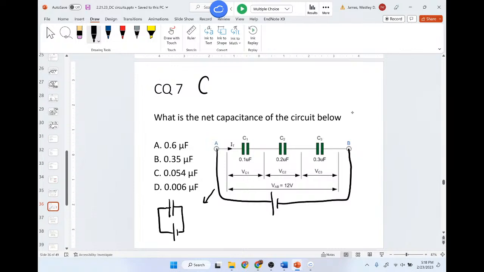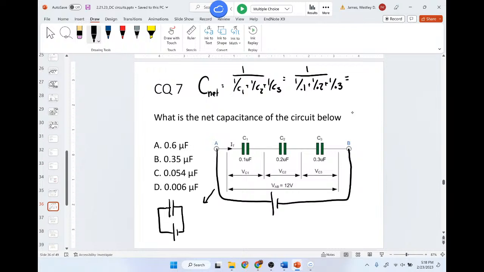In series, which this is, because there's only one path, the net capacitance is 1 over C1 plus 1 over C2 plus 1 over C3. I am not going to convert my units because my final answers are in microfarads. If I convert them, I'd have to convert back. So 1 over 0.1 plus 1 over 0.2 plus 1 over 0.3.